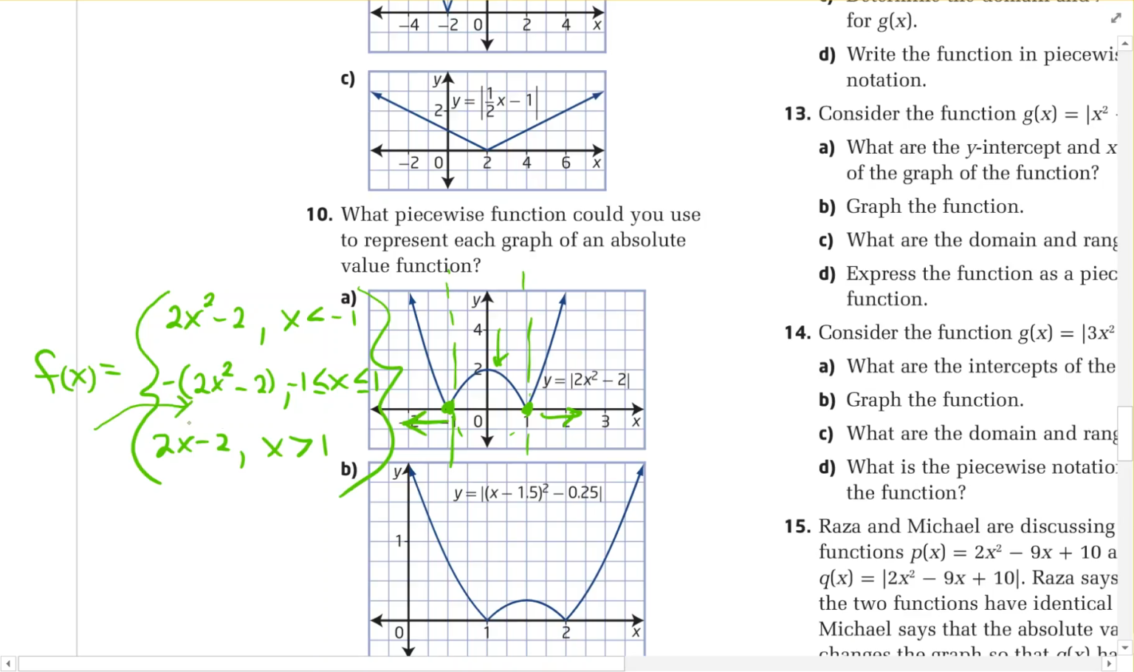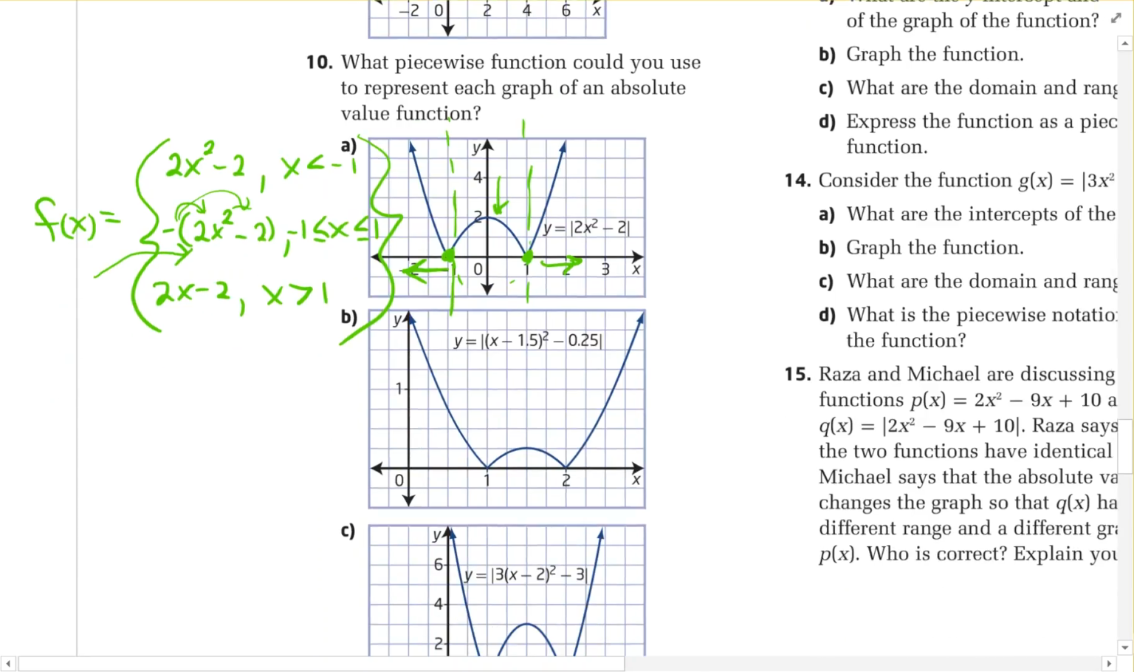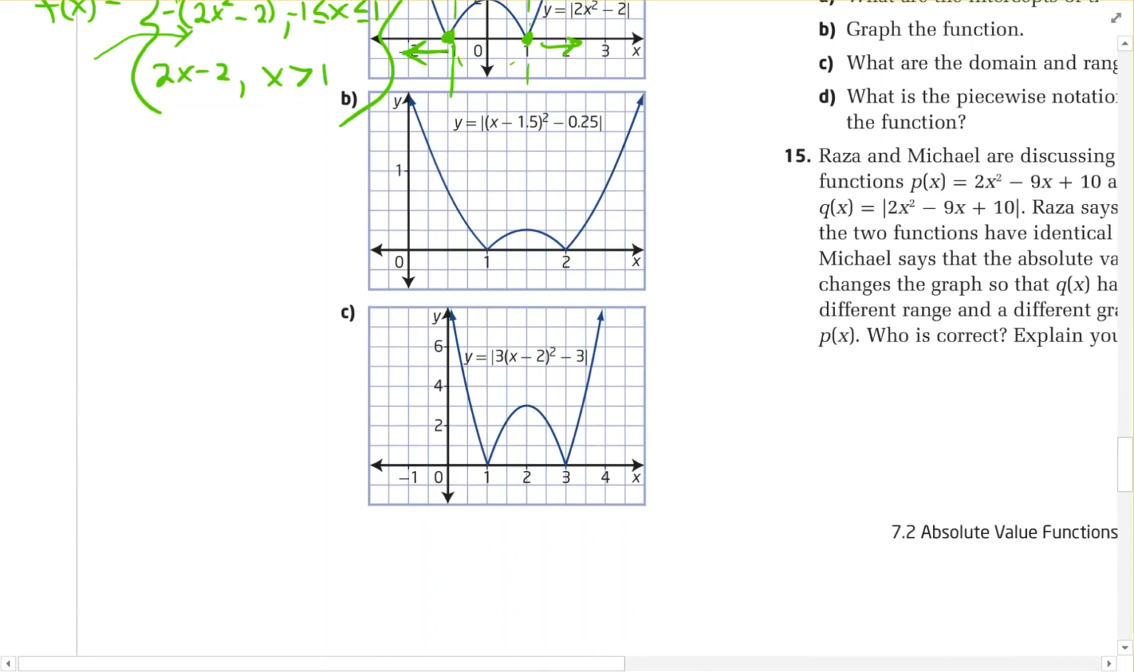Well, you'd probably change that middle one back to be like negative 2x squared plus 2 if you distributed that negative 1 to both of those. Okay, and then those are pretty much the same thing.